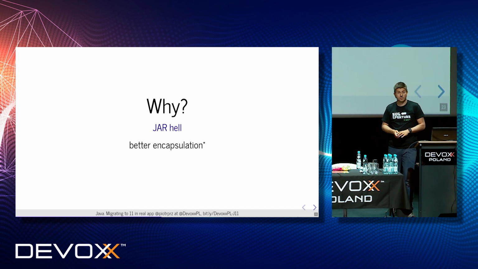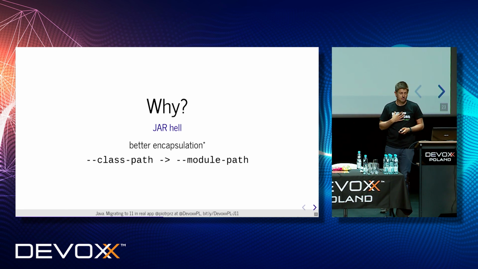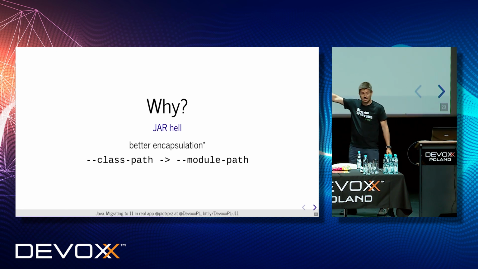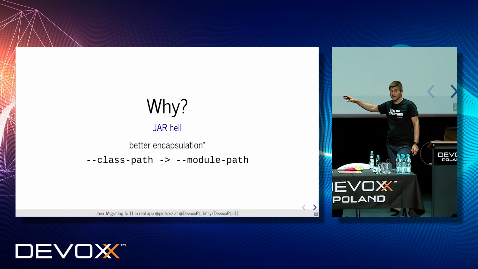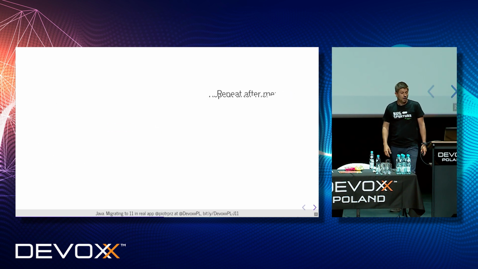And there's also better encapsulation, meaning that they are trying to get us away from this deep reflection. And this is, again, just my reading. It's about moving from class path to module path, which is easier to maintain once you have proper modules and you like to run jlink and stuff.